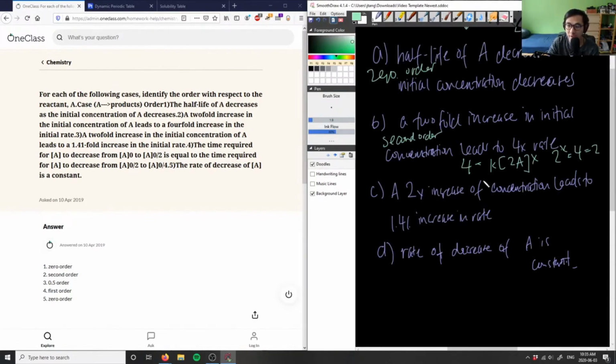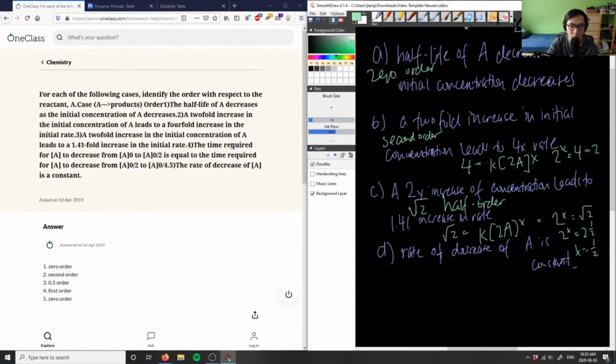C here is a 2x increase of concentration leading to a 1.41 increase of rate. You could also visualize 1.41 as the square root of 2. Let me just check that for you. Yeah, so you can think of 1.41 as root 2, increase in rate, times k times 2A to the power of x, which means I'm going to have 2 to the power of x equals root 2. Or you can write root 2 as 2 to the half, which means x has to be equal to half. So this here is going to be a half order.